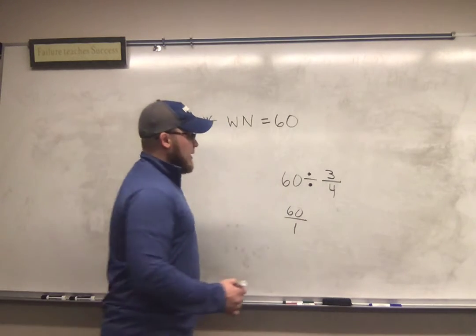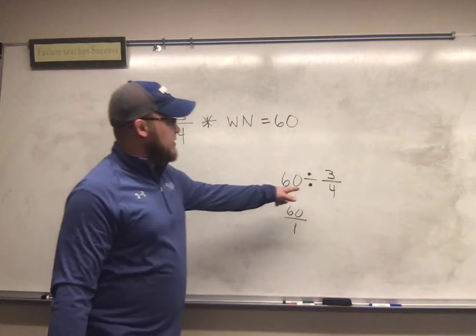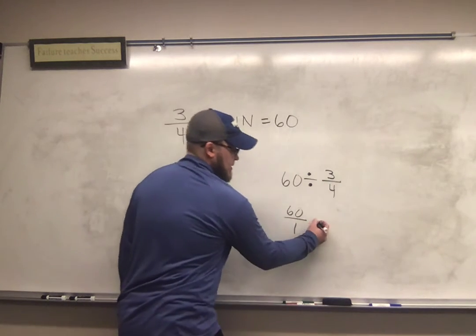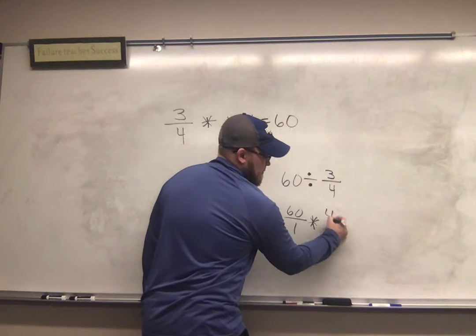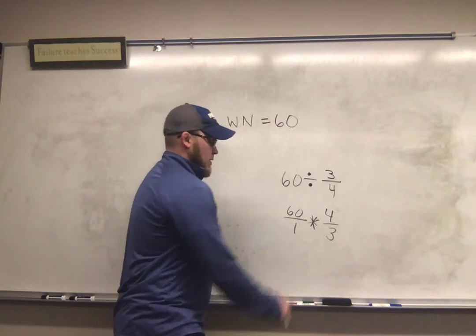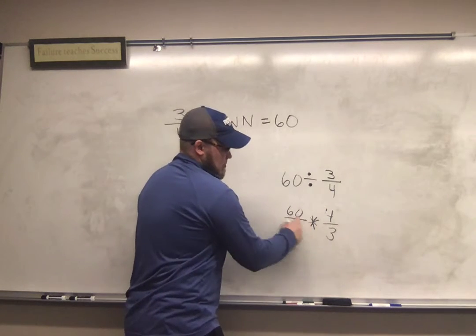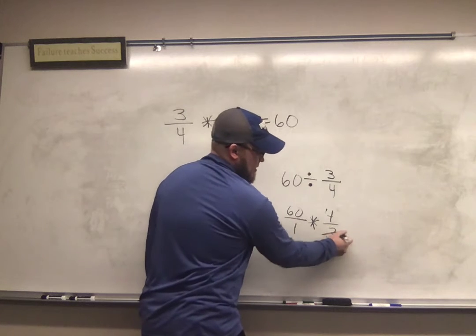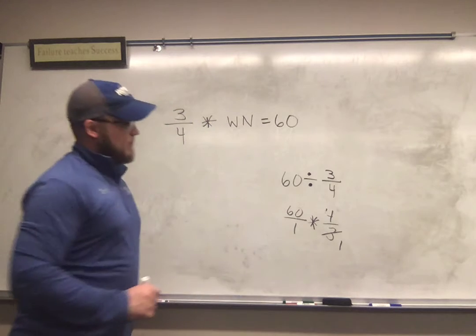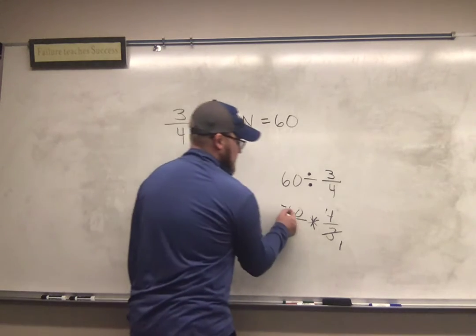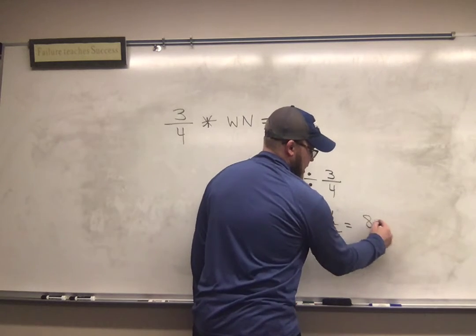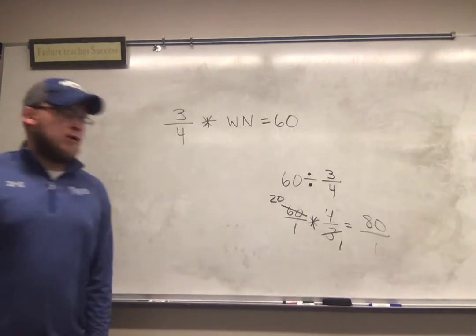And then what should we do when we divide fractions? We flip the second fraction and change this to a times. So it's going to be times 4 over 3. Now these are already reduced as low as they can go, but the 60 and the 3 have a common multiple of 3. 3 goes into 3 once. 3 goes into 60 20 times, which is 20 times 4, 80. 80 over 1 is our answer.